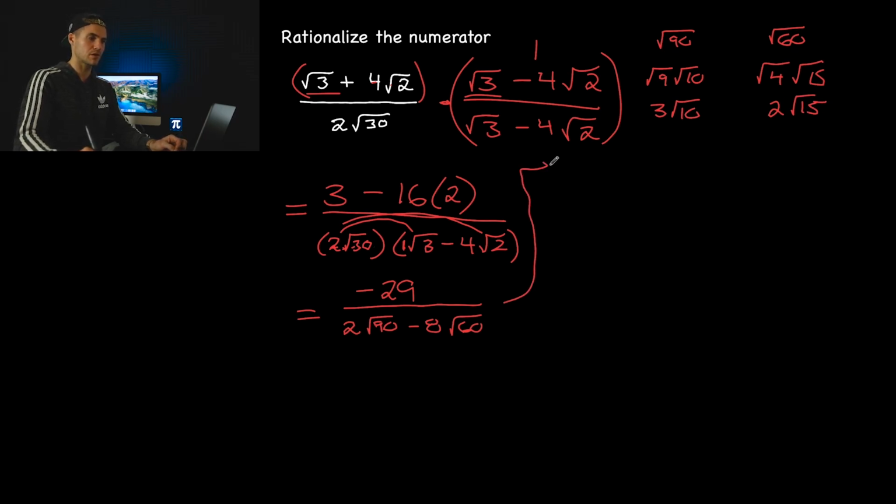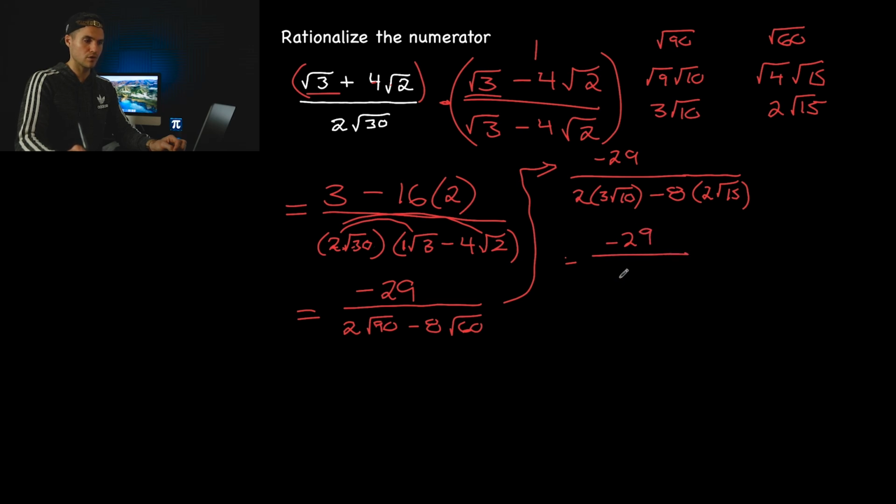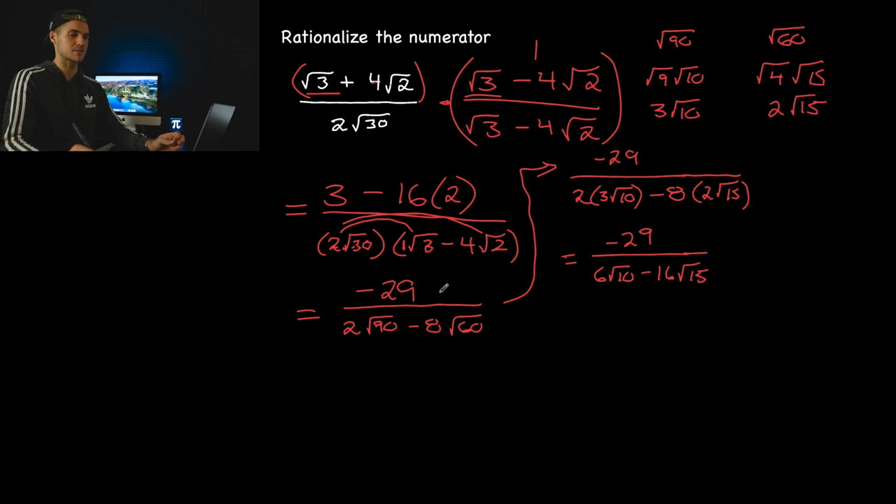So inputting these, for the root 90, we're going to put 3 root 10. And then for the root 60, keeping the negative 8 in front, we're going to input the 2 root 15, like that. So we would end up with negative 29 over 6 root 10 minus 16 root 15, like that. So that would be your final answer right there.